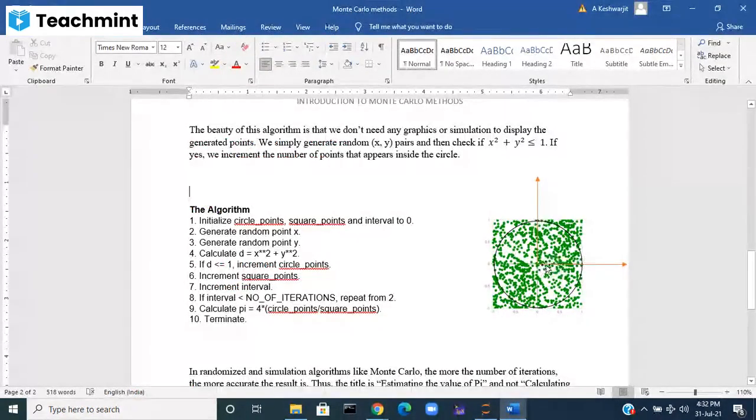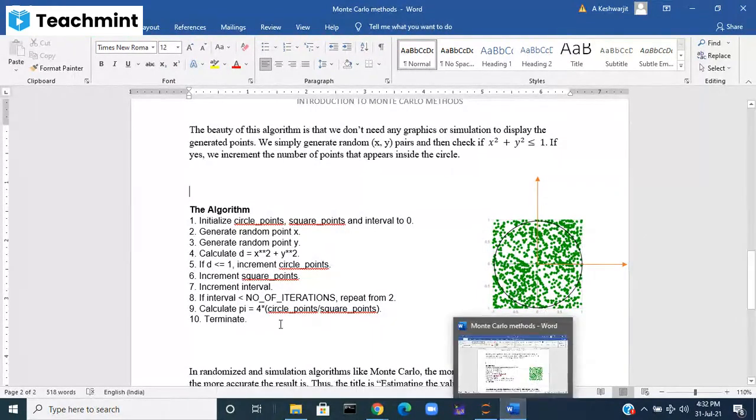Why? Because the square has a side of length 1. So all those values of x which are generated lie between 0 and 1, that is between this point and this point. Similarly, all those values of y which are generated lie between this point and this point. So all those points which are generated lie inside this square, because whatever number we are generating lies between 0 and 1.